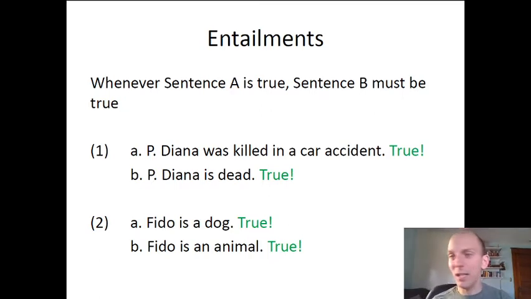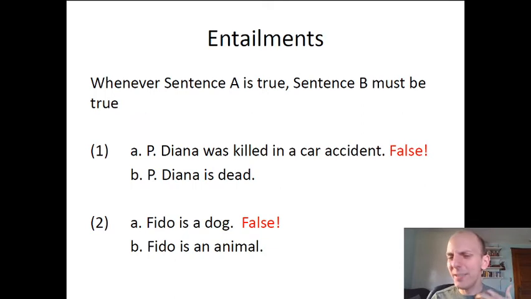That's entailment. If we know that sentence A is true, sentence B we also know is true. So even in sentence 2A, we don't even know who Fido is, what Fido is, and we don't even care. If somebody can tell us that Fido is a dog, we don't have to know anything else about Fido, we would still know that Fido is an animal. We still know that must be true. It's these ideas about meaning relationships and the way that the world works such that sentence A entails sentence B.